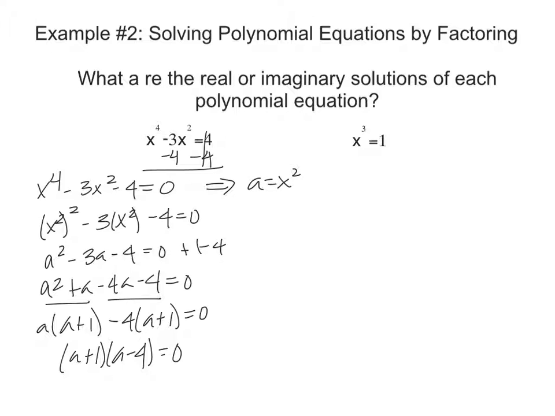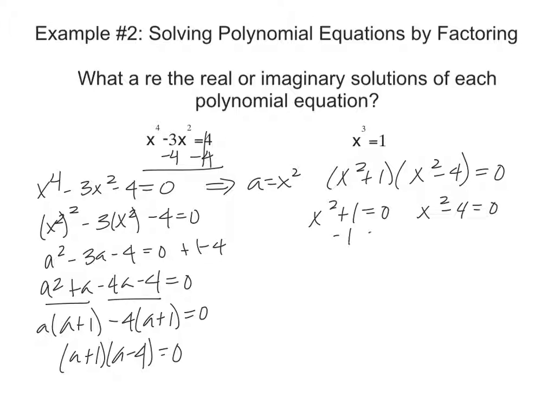Now at this point, this is where we want to go back and substitute a as x squared. So let me rewrite that over here to the right. That's going to be x squared plus 1 and x squared minus 4 equal to 0. If I set each one of those equal to 0, that would be x squared plus 1 equal to 0 and x squared minus 4 equal to 0. If I subtract 1, that gives me x squared equal to -1. If I take the square root, x then becomes plus or minus i.